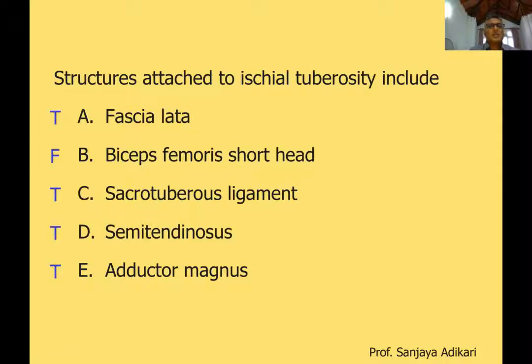Okay, fascia lata is attached to it, correct? Biceps femoris, it's not the short head. The short head is attached to the shaft of the femur. It is the long head that is attached to the ischial tuberosity. The sacrotuberous ligament, of course. Then the semitendinosus and the adductor magnus, not the whole one, but the hamstring part of the adductor magnus, is attached to it.